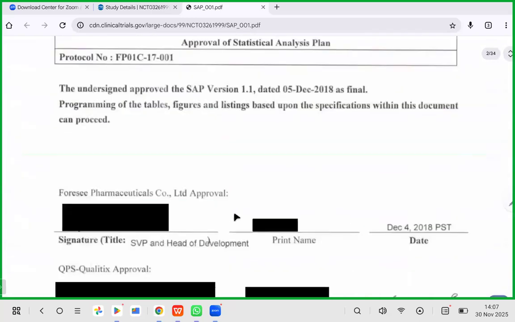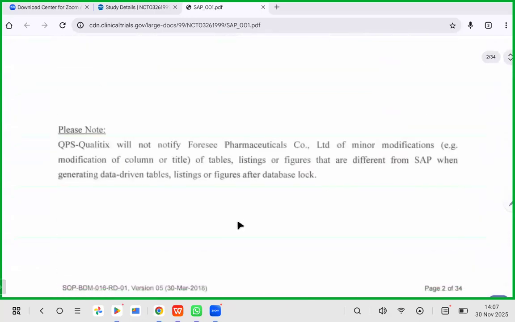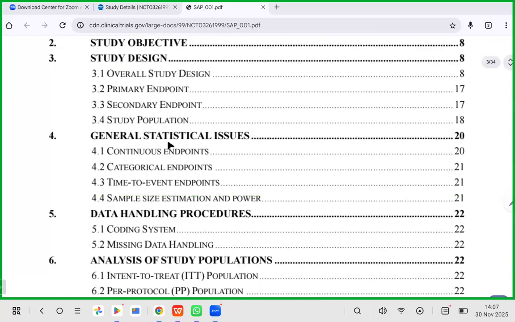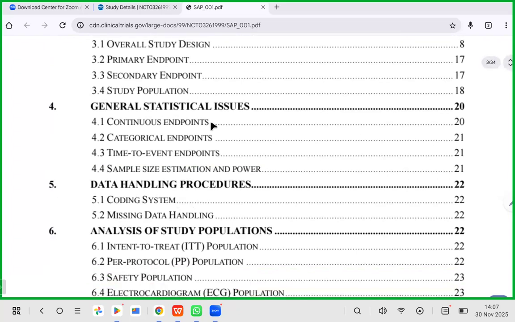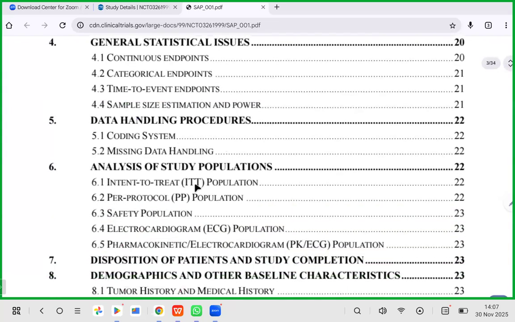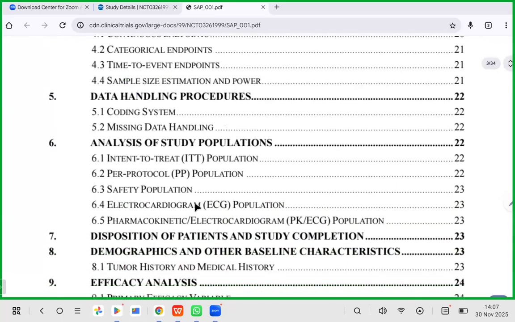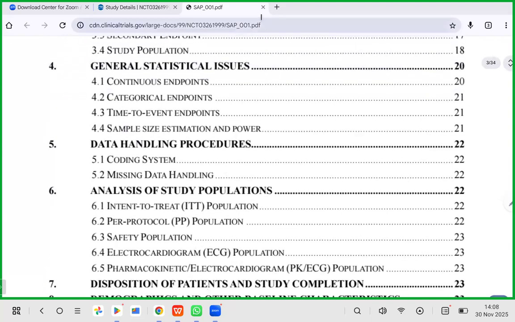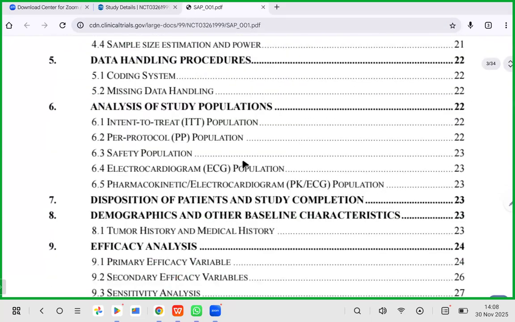Okay, so the majority of the document contains information about the statistical methods: any general statistical issue, how to handle the data, if there is any missing data how to handle that, and what kind of population has to be used for the objective. So the majority of the documents talk about the statistical analysis.